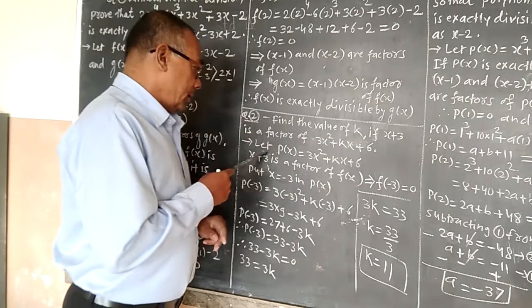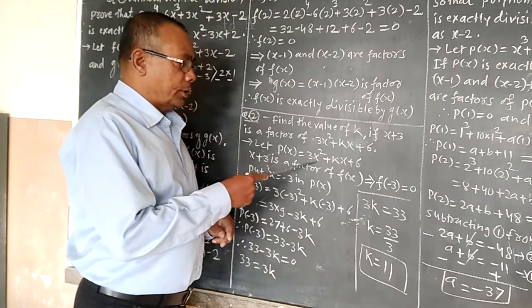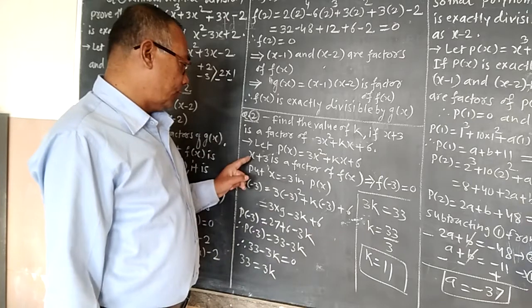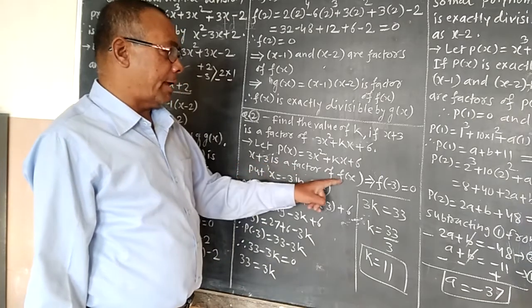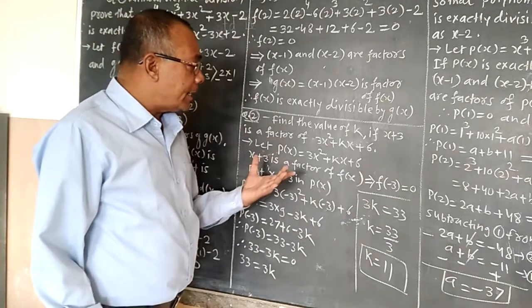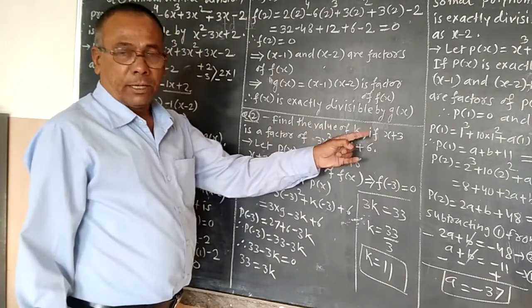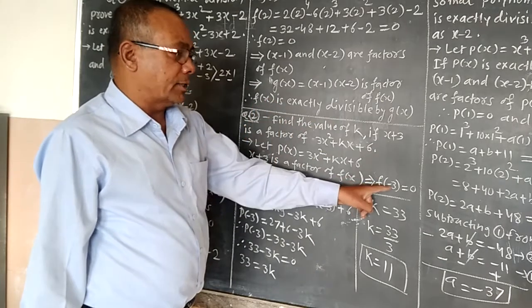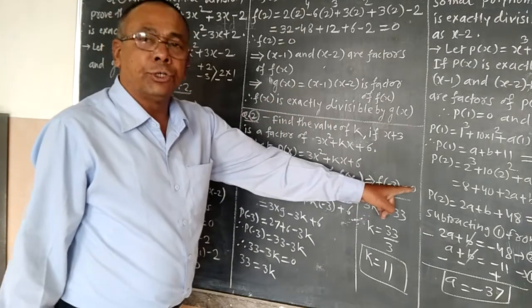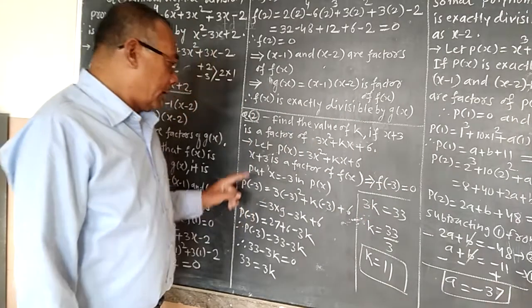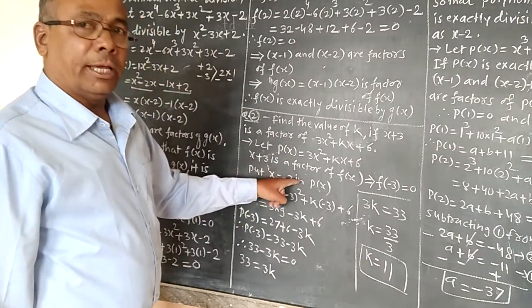Now let p(x) is equal to 3x² plus kx plus 6, and therefore x plus 3 is a factor of p(x), which implies p(-3) is equal to 0. Already it is given that it is a factor. If x plus 3 is a factor, then the value of p(-3) is 0. It is already given. Now put x is equal to -3 in p(x).